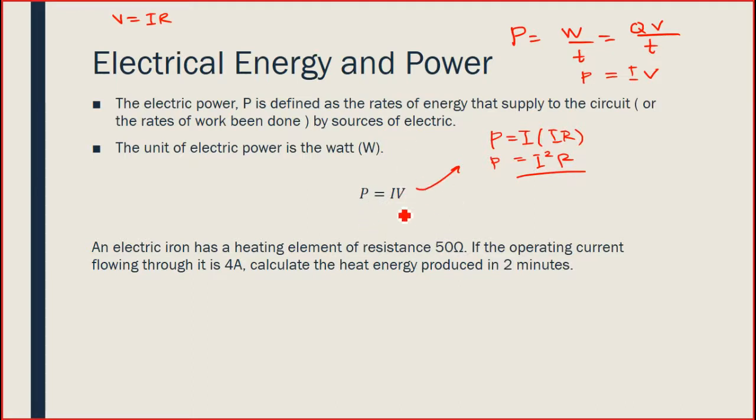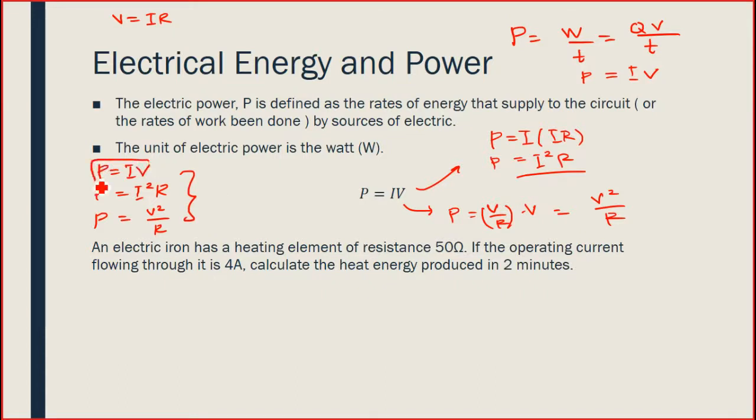Or I can also get another formula. P is equal to, instead of substituting V, I substitute I. So I is V over R, multiplied with V. So this is actually V squared over R. This is another formula that you can use. There are three formulas that you can use. P is equal to IV, or P is equal to I squared R, or P is equal to V squared divided by R. These are the three ideas based on only one equation.